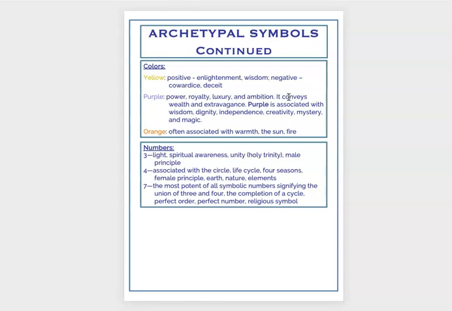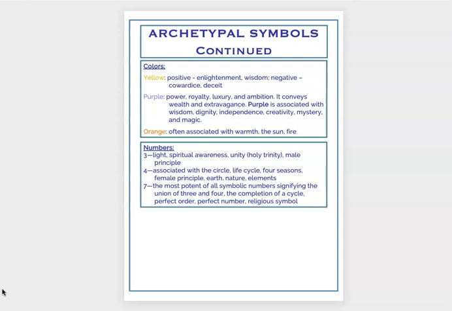So there are also some numbers that are thought of as archetypal. I just put a few here, the big ones. 3: light, spiritual awareness, the unity of the, there's a reference to the Holy Trinity in Christian religion, and the male principle. 4 is associated with the circle, life cycle, 4 seasons, the female principle, earth, and natural elements.